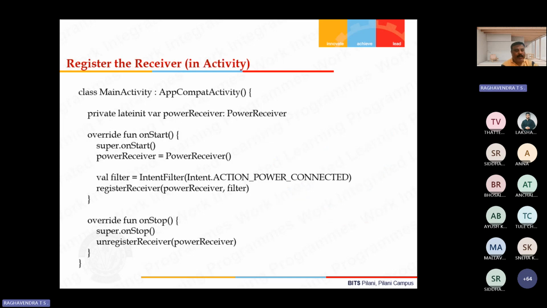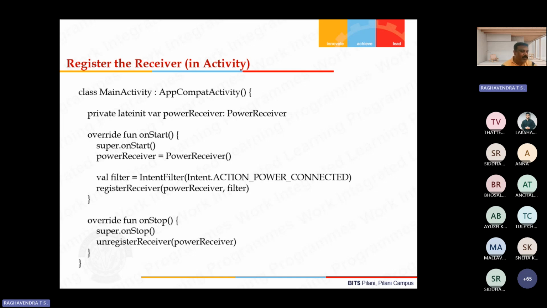So register the receiver, right? Class MainActivity, which extends AppCompatActivity. We'll create a lateinit var powerReceiver of type PowerReceiver. Then in the function onStart, it will call super.onStart, and the receiver is equal to PowerReceiver. The filter is equal to IntentFilter. What is that? Action power connected. So it's a default intent.